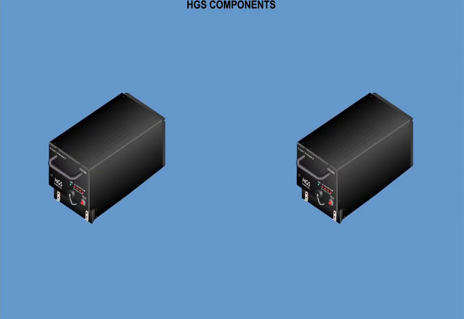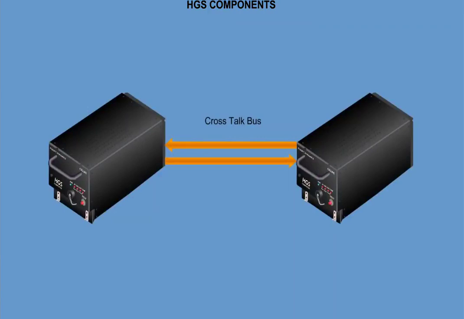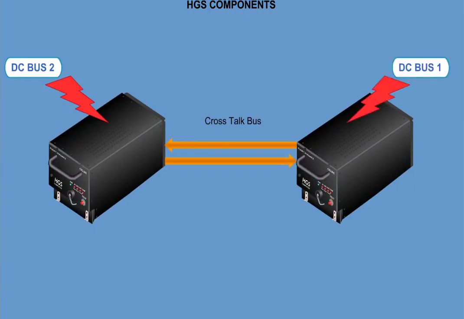HGS computer. The HGS computer 1 and HGS computer 2 communicate through the crosstalk bus in order to transmit their status. The HGS continuously performs built-in tests, and if any failure is detected, the information is presented in the EICAS. The power source for the left side HGS computer is the DC bus 2, and for the right side HGS computer is the DC bus 1.